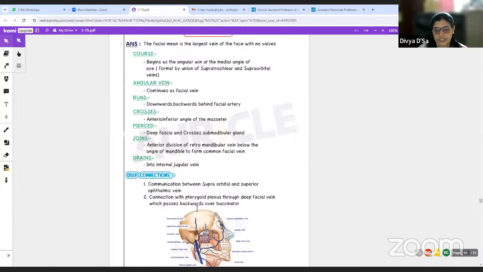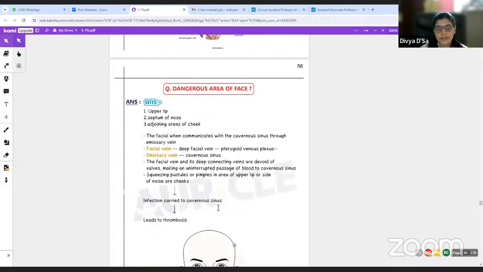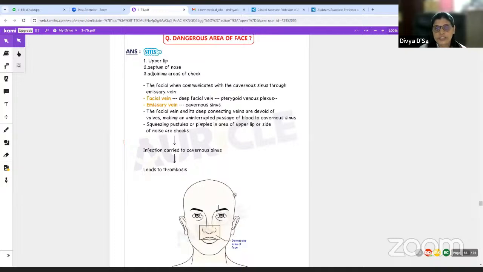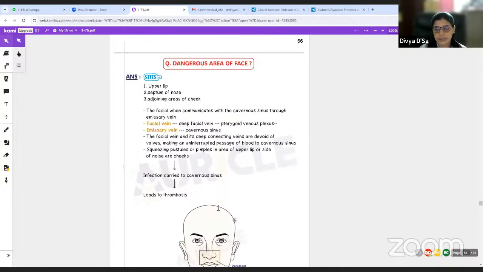So what are its communications? It communicates with the supratrochlear, supraorbital and superior ophthalmic veins. Then it also makes connections with the pterygoid venous plexus through the deep facial vein, which passes backwards over the buccinator. This is what I told you during the cavernous sinus. Dangerous area of the face: here it is the upper lip, near the philtrum of the upper lip. The septum of the nose and adjoining areas of the cheek can also be affected.